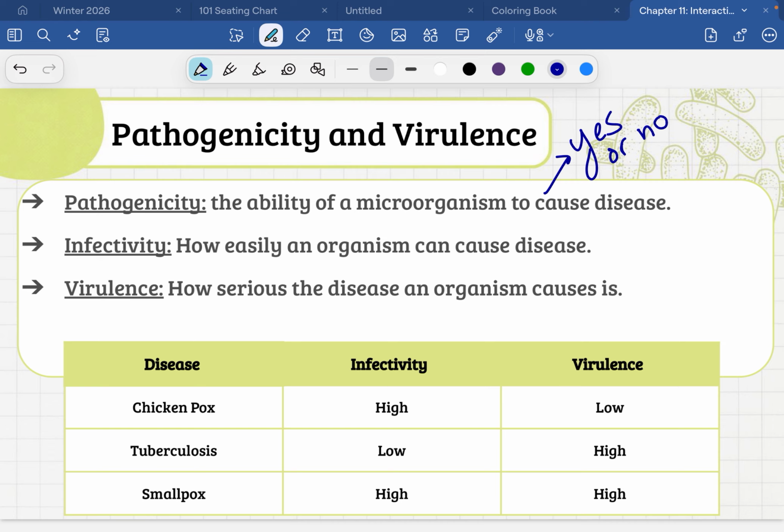Okay, and then the last one is something like smallpox. Smallpox, which has been eradicated, so nobody knows anything about this, but the reason that smallpox was so dangerous when it did exist was because it was highly infective and highly virulent. It spread like wildfire through communities, and it killed almost everybody it infected. So it's highly infective or contagious and highly virulent.